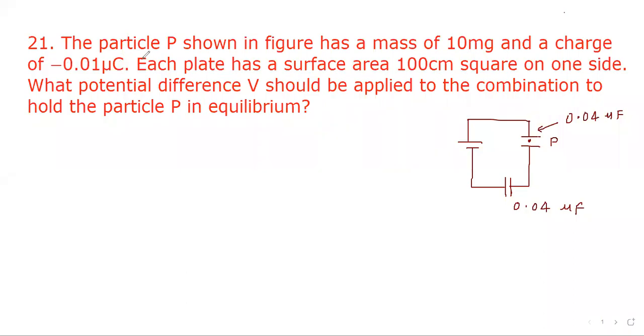Question number 21. The particle P shown in figure has a mass of 10 mg and a charge of minus 0.01 microcoulomb. Each plate has a surface area 100 cm square on one side. What potential difference V should be applied to the combination to hold the particle P in equilibrium?